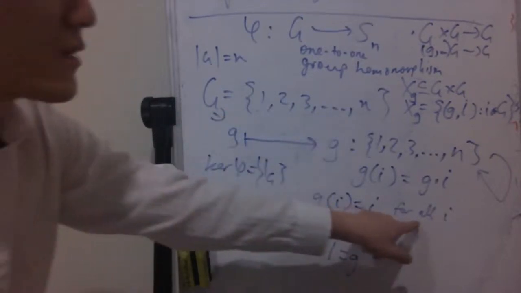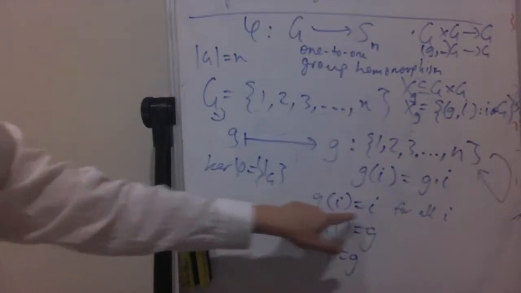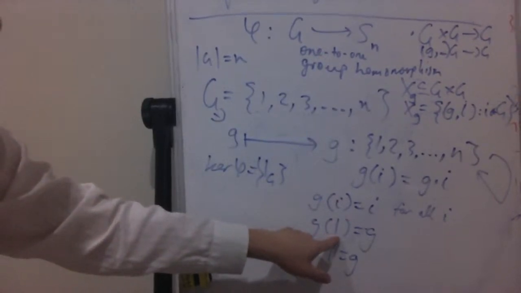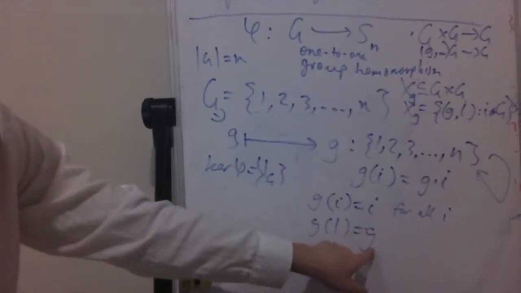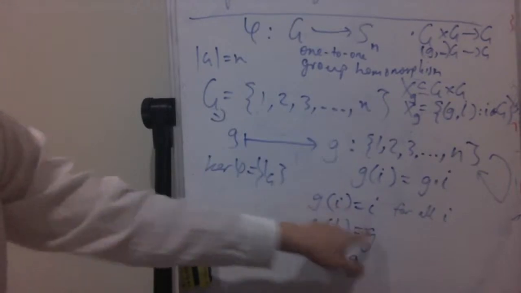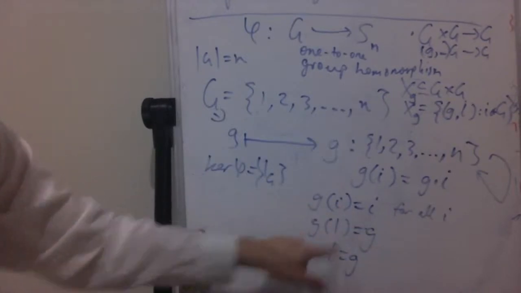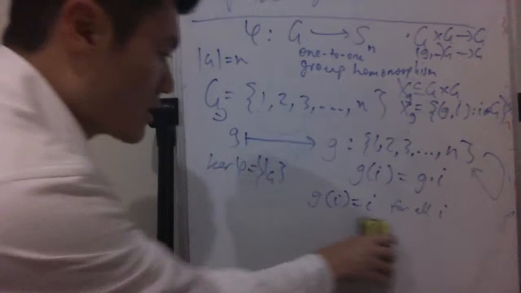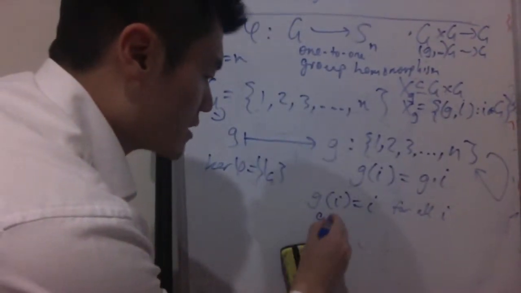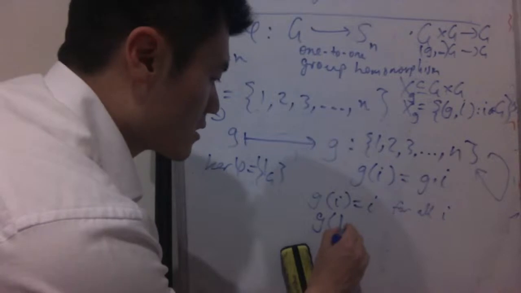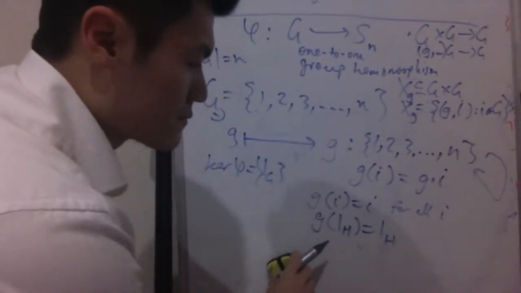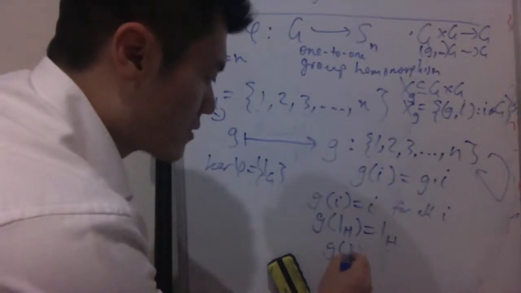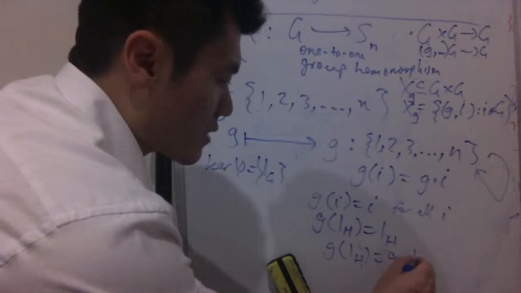And if it maps to the identity function, it's going to do this, but because of the way it's defined, when you pick I to be the identity, G of the identity will be G times the identity, right? Which will equal G. But since it's the identity function, it is also equal to the identity, right? So should I write that down? So G times I equals I for all I, right? So in particular, G times the identity on H is equal to 1 H, right? There's a special case of that. But then G times 1 H by the definition of the map is equal to G times 1 H, right? Which is G.